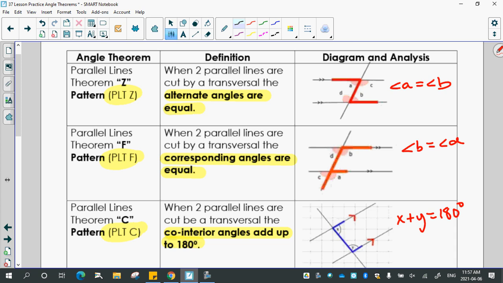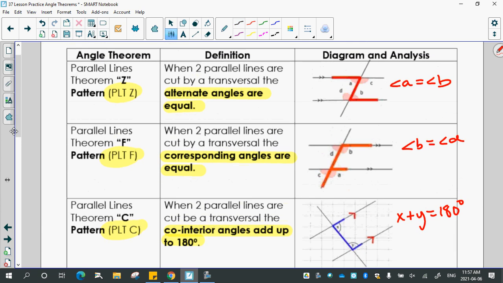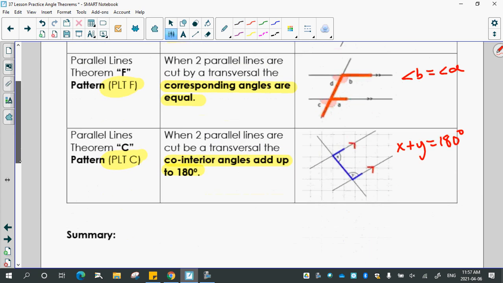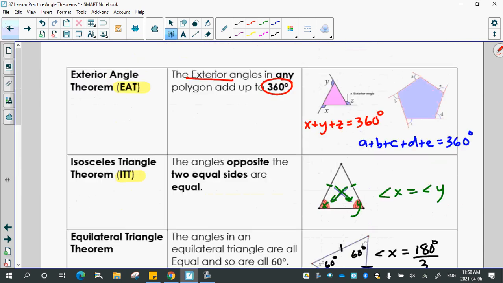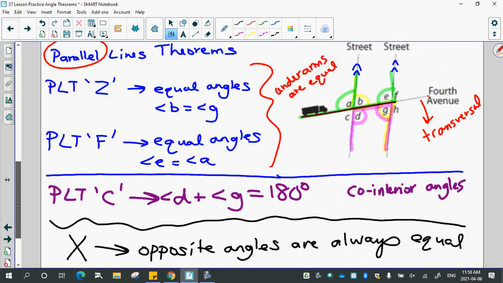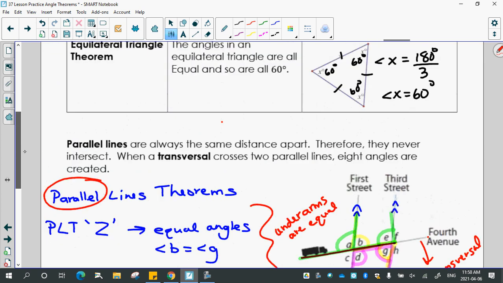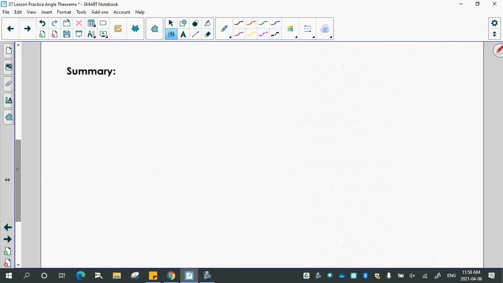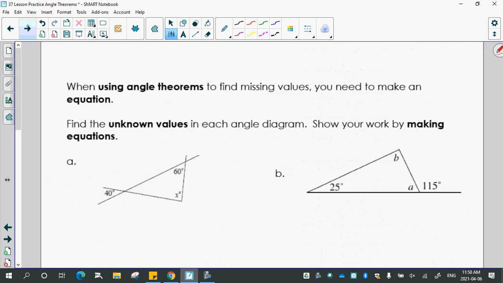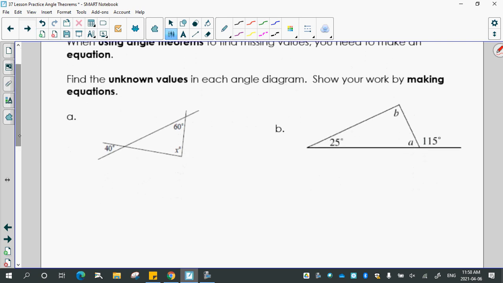So you've got charts with all of the rules, all the short forms. And then we just have to know how to apply them. I already did the summary over here. Okay, that's the summary. I forgot. But I wanted to write it here, so we don't need to write it again. When using angle theorems to find missing values, you need to make an equation. So find the unknown values in each angle diagram. Show your work by making equations. So it's telling us to make equations, so we have to use them.